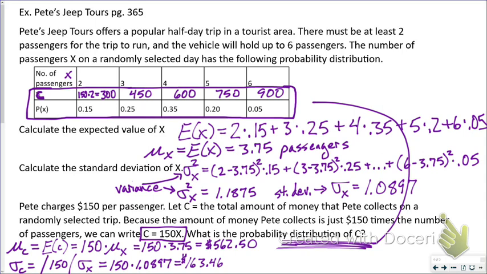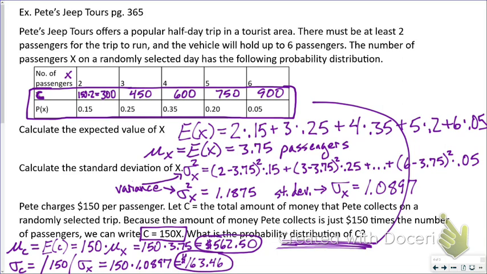You could walk back through the table, 300 minus 562.50, square it, times 0.15, do that 4 more times, and you would get the same standard deviation I just wrote down. So all I'm trying to show you is that this is a really nice shortcut, and that formula is printed later in the handout. I'll point that out.